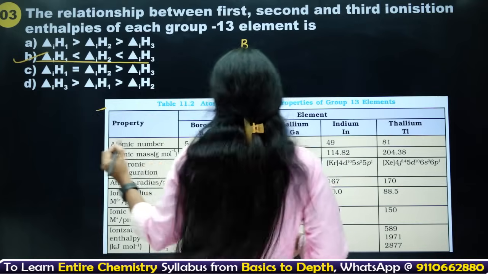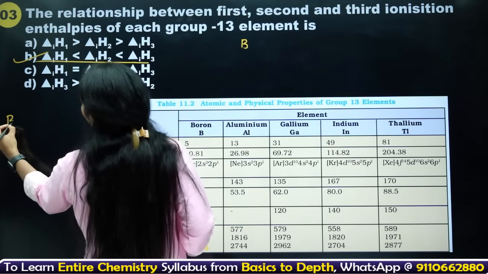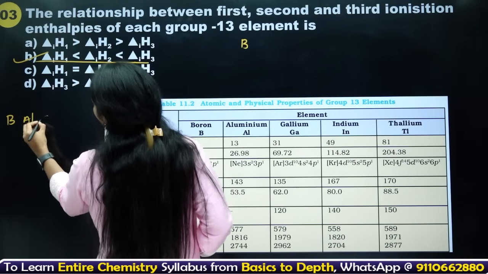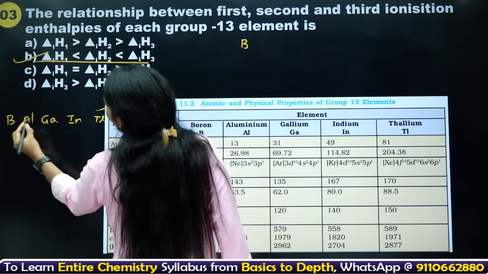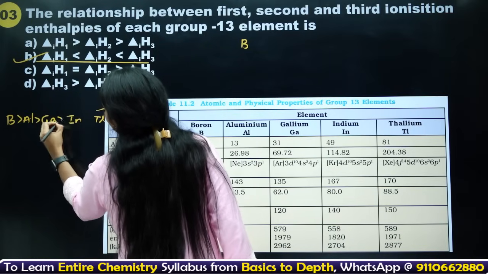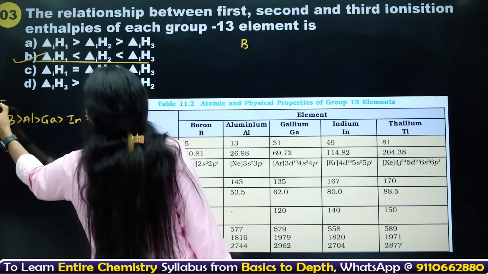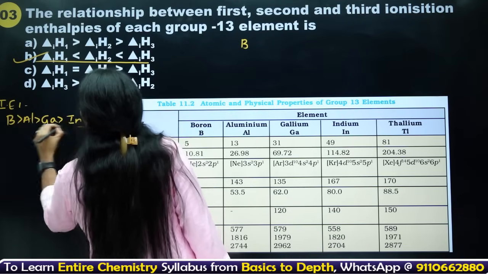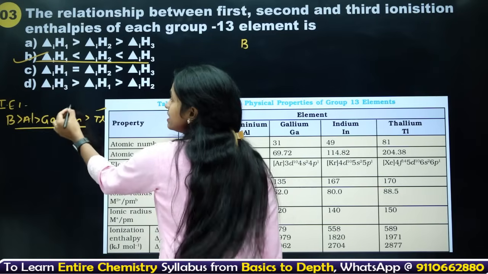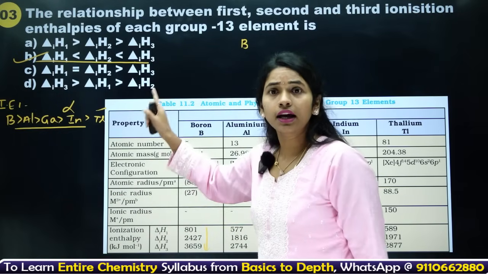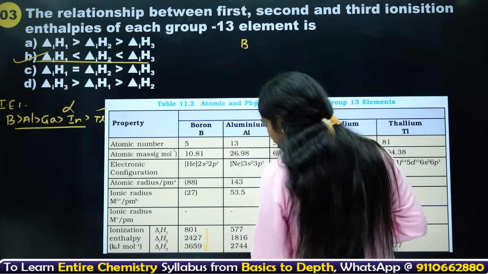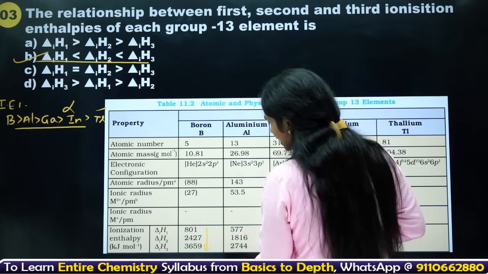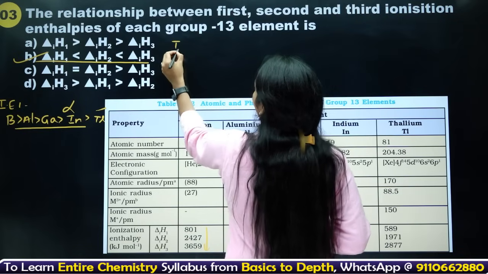Here I'll write boron, aluminium, gallium, indium, thallium. Actually, top to bottom, what should happen? Ionization energy should decrease. This should be the expected order, but this is not the correct order. So what is the correct order is IE1, IE2, IE3. Let's see, students, IE1, IE2, IE3.